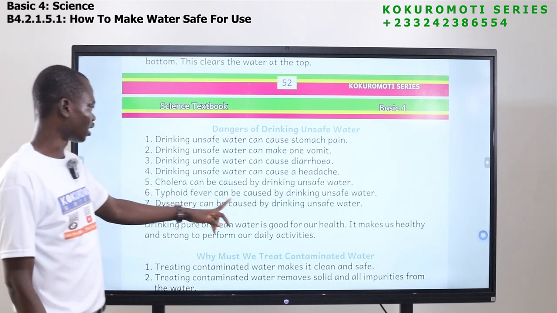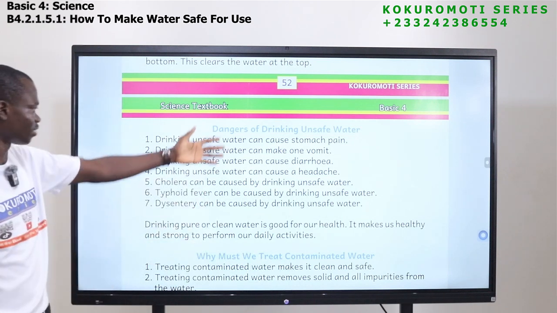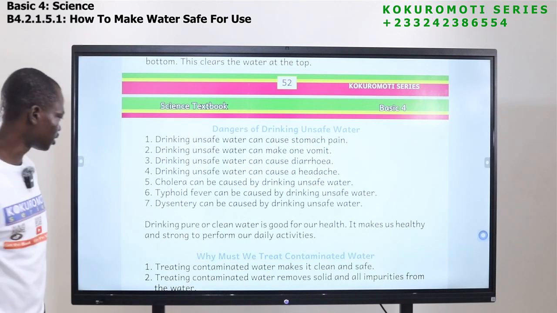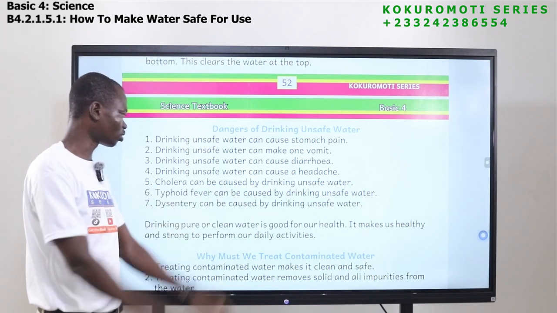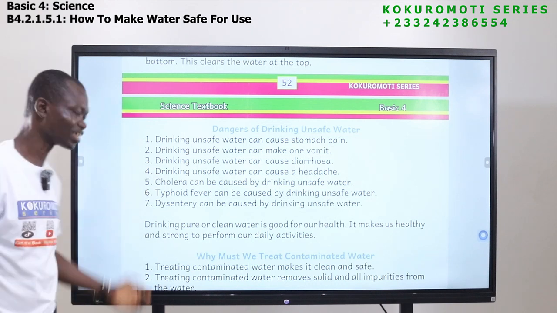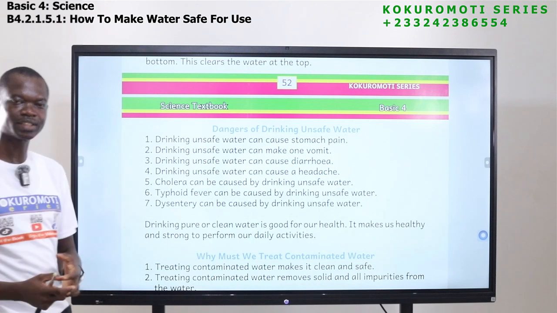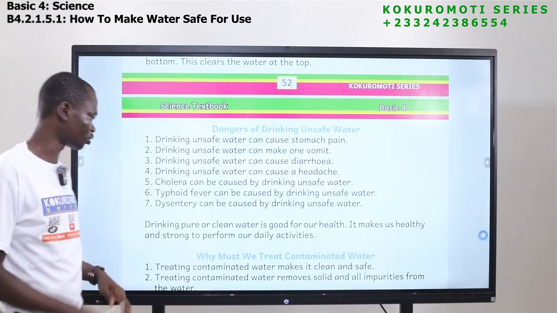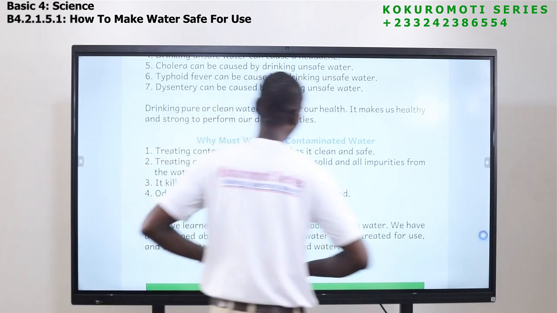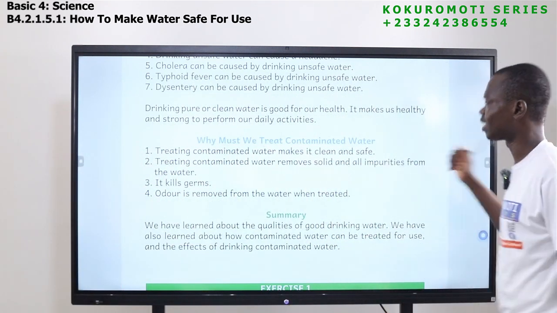Typhoid fever can be caused by drinking unsafe water. So you get typhoid fever if you drink water that is not clean. Number 7, dysentery can be caused by drinking unsafe water. So dysentery is another waterborne disease. So these 3 waterborne diseases, if you use unsafe water or dirty water, that is what is going to happen to you. So drinking pure or clean water is good for our health. It makes us healthy and strong to perform our daily activities.